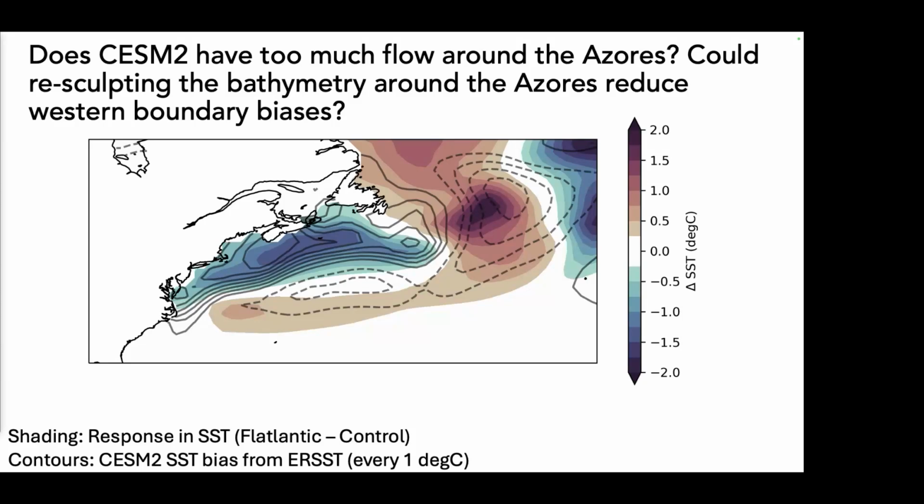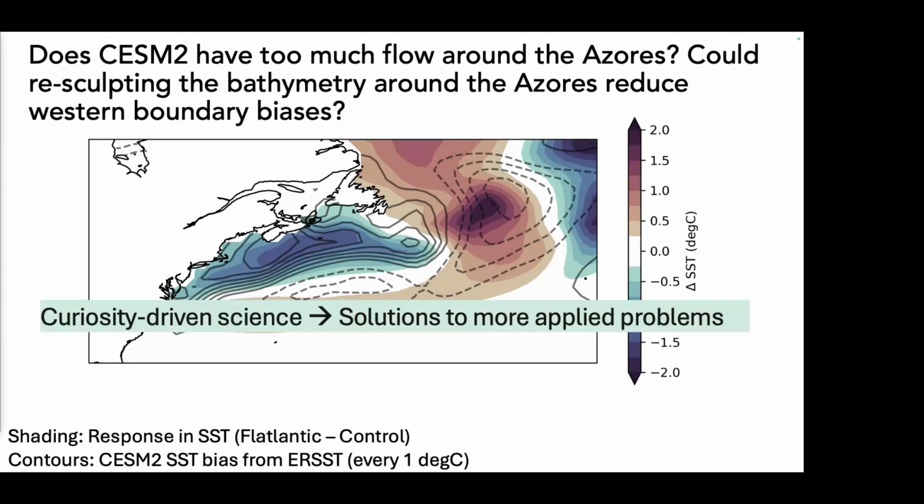I think this is also a case where curiosity-driven science has led to something that might be much more useful for an applied problem, in this case, a model development problem. I was just wondering, well, what happens when you remove the Mid-Atlantic Ridge? Hey, it also improves this bias that's important for climate impacts.